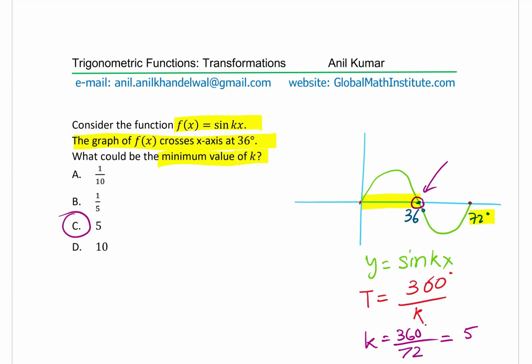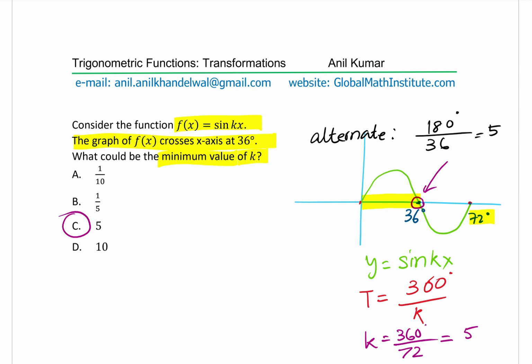You could also work this out by taking the ratio from 180 degrees. So normally this would have been 180 degrees. So you could divide 180 by 36 to get your answer as 5. That could be an alternate method. So follow the method which you feel more comfortable with.